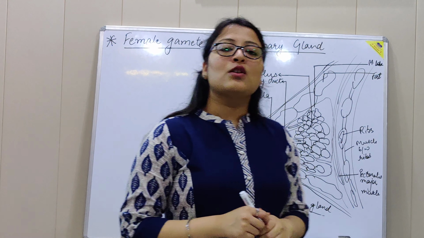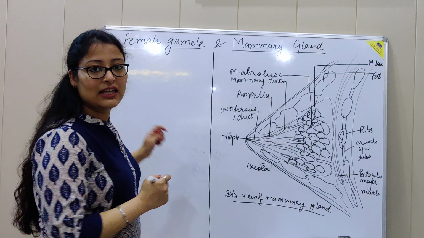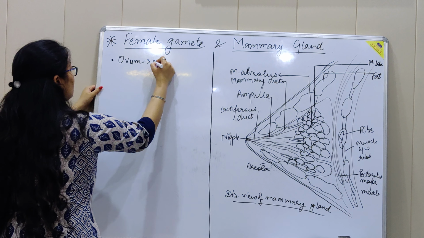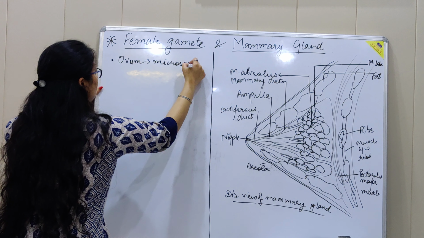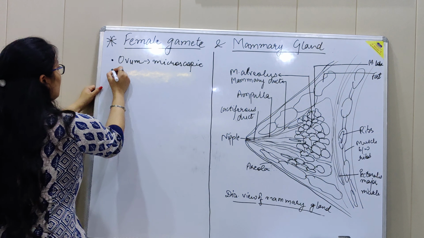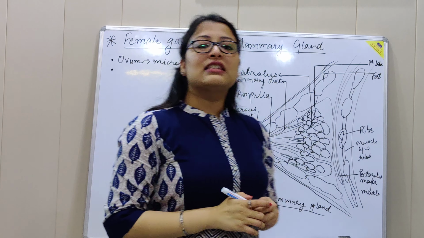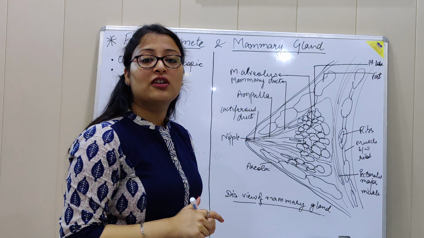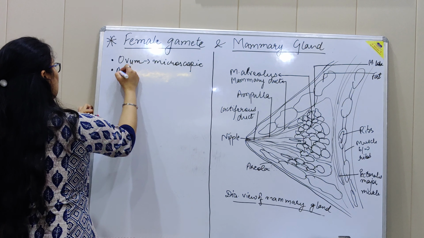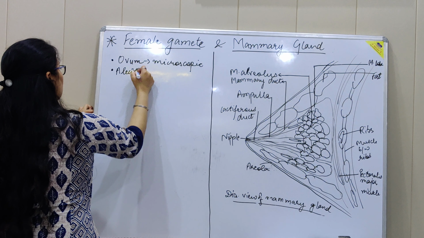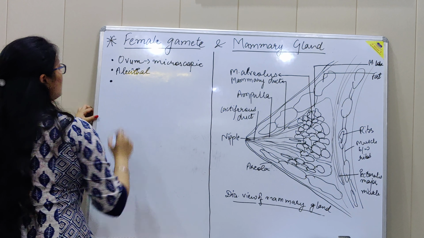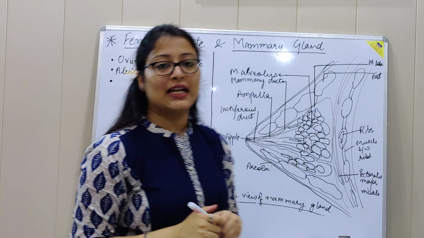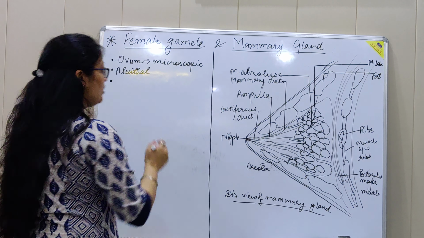Human female gamete is ovum, that is microscopic in nature. It belongs to microlecithal group and is alecithal. Alecithal means without yolk, yolk free. Important thing is human female gamete is non-motile, means it cannot move on its own.